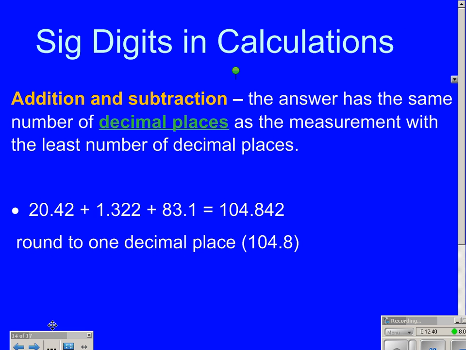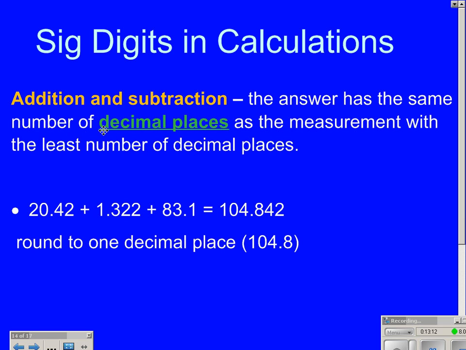Significant digits in calculations. We're going to talk about adding and subtracting here. The answer will have the same number of decimal places as the measurement with the least number of decimal places. So if I add these together the way I normally would, just punch them in your calculator, scratch them out on a piece of paper, you add those together, you're going to get 104.842.